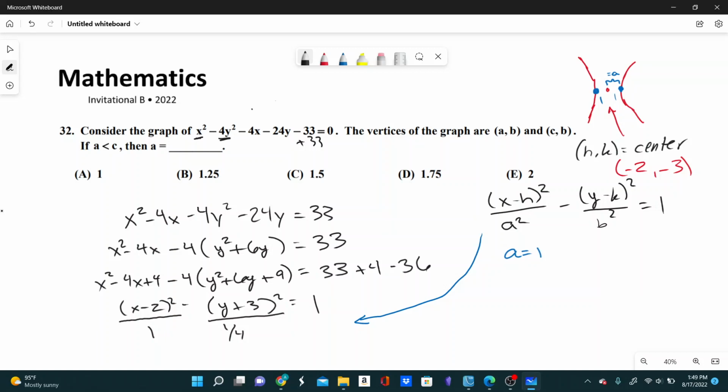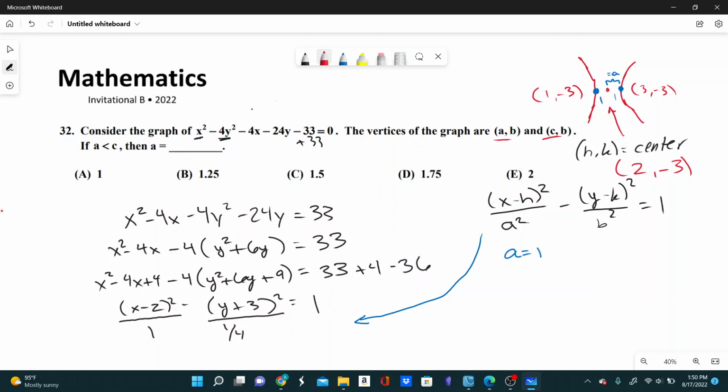And so this time, instead of it being -2, -3, since we have x minus 2, the x coordinate of our center is actually going to be 2. Sorry for the confusion. I just had a little bit of a brain fart. So if this coordinate right here is 2, -3, and we go 1 to the right, this will be 3, -3. And then 1 to the left, that'll be 1, -3. And these correspond in our question to A, B, and C, B.